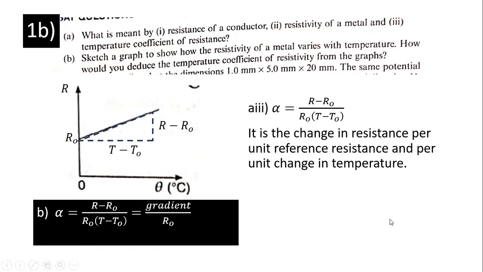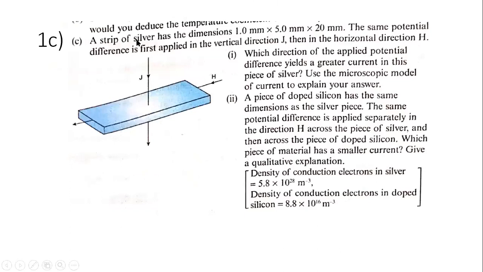Okay, part C. A strip of silver has a dimension 1, 5, 20 millimeter. The same potential difference is first applied in the vertical J direction. That direction is the current, because that's where the potential is applied, that's the direction of current. Which direction of the applied potential difference yields a greater current in this piece of silver? Use a macroscopic model of current to explain your answer.